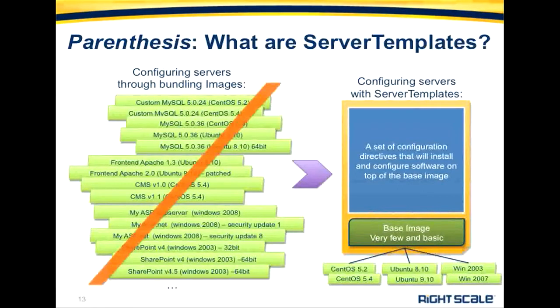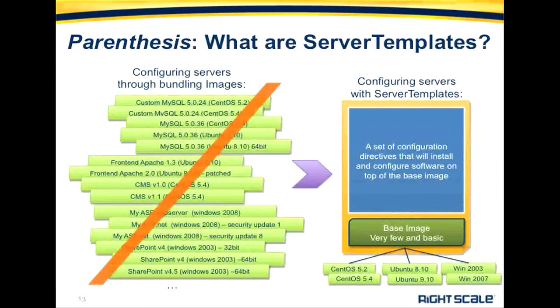So what the server template model gives is a way to say, let's not deal with images. Let's do the following: let's take just a few very base images at the bottom, keep a small set of them, and then build a configuration on top of that. So let's start with a base image that doesn't have much, and then specify what you want to install and configure on top. That's the holy grail of server templates. That's what they try to achieve.